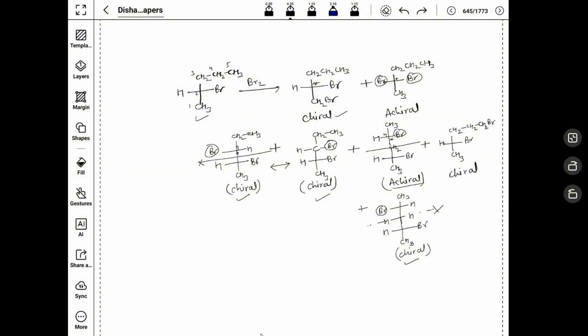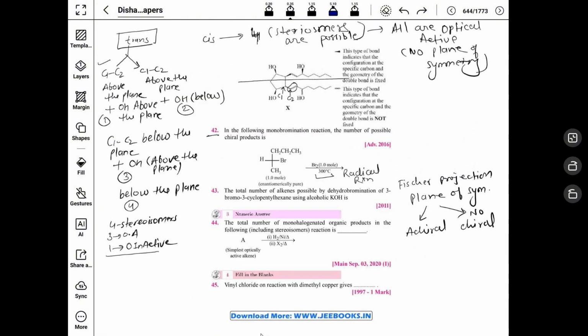Now the last one is formed by the bromination at the fifth carbon, and only one possibility is there. And if you see there is only one asymmetric carbon, therefore this is also a chiral compound. So how many chirals are there? 1 2 3 4 5. So the correct answer will be: the number of possible chiral products is 5.